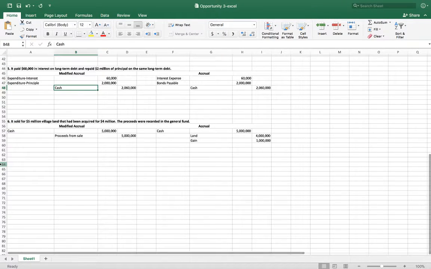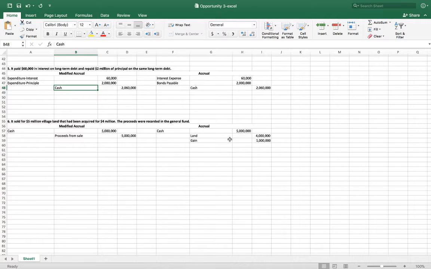And then the last problem we have is it sold for $5 million the village land that had been acquired for $4 million. The proceeds were recorded in the general fund. So under the modified accrual method, we're going to have cash of $5 million because that's what we sold it for. And then we're going to have proceeds from the sale of $5 million as well because that's what we got from the sale. Okay. And then under the accrual method, we're going to have cash of $5 million, which is how much we got from the sale. And then the land, we acquired it for $4 million. So the difference between the 5 and the 4 million is 1 million, and that is the gain that we have received from the transaction.